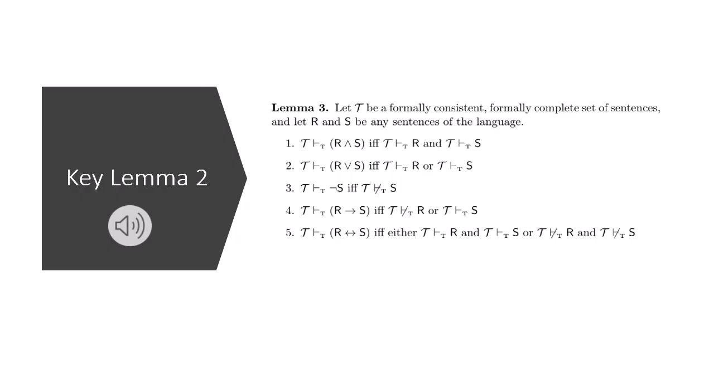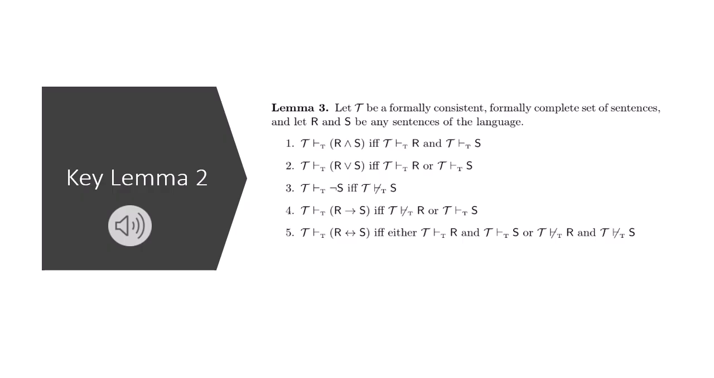For the primary connective being disjunction, we would need the second bullet here in lemma number 3. For negation, we would need the third one. And then for the two conditionals, we would need the fourth and the fifth line in this particular lemma number 3.